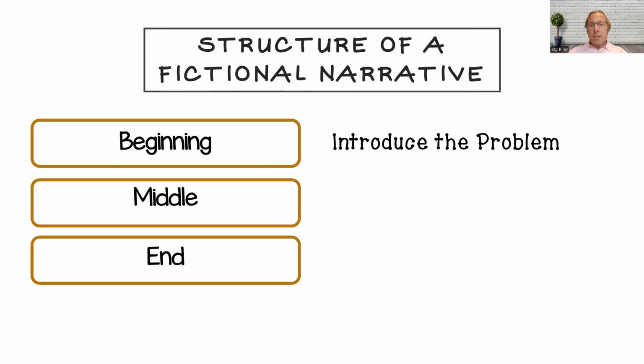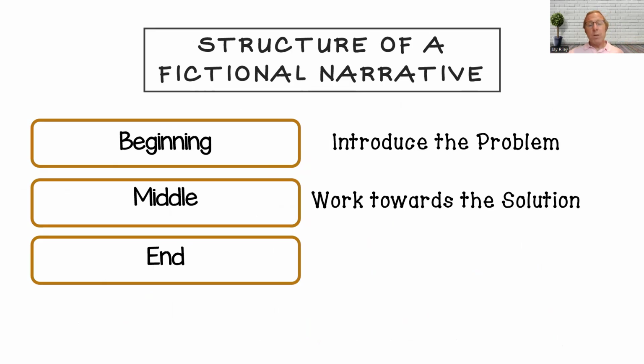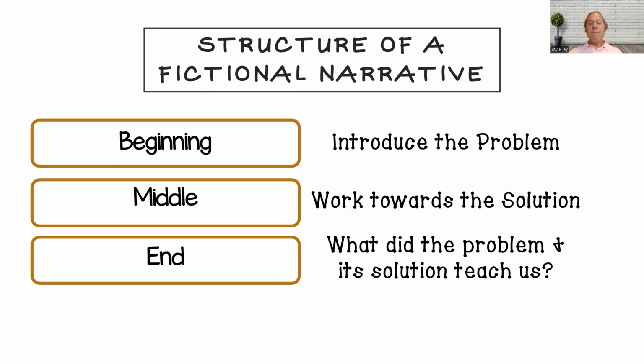So in the beginning of the text, we're going to introduce the problem. In the middle, we work towards the solution. And then finally, when we get to the end, we get to that solution and we talk about what we learned from it. Sometimes we don't solve the problem. Sometimes it's simply a resolution to the problem where we've found a way to deal with the problem or to accept the situation, and the characters may in fact not find a solution, but they may find a way to accept what they're dealing with.